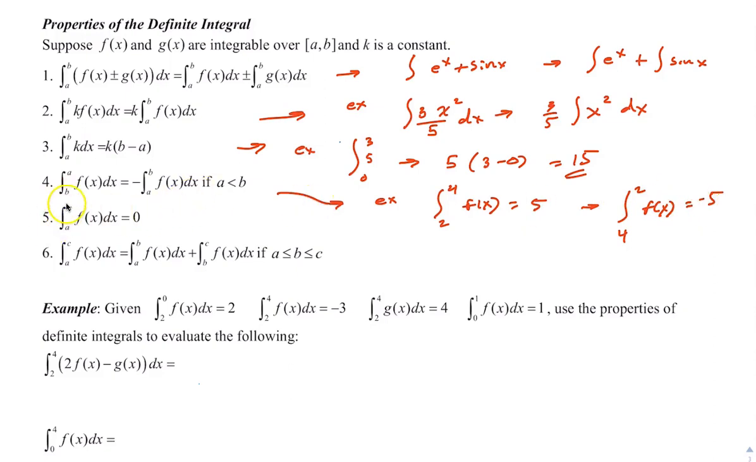If the limits are the same, the answer is 0. It's essentially saying, hey, what's the area over a line? A line has no width, so 0. So it's a quick one. Limits are the same, automatically 0.